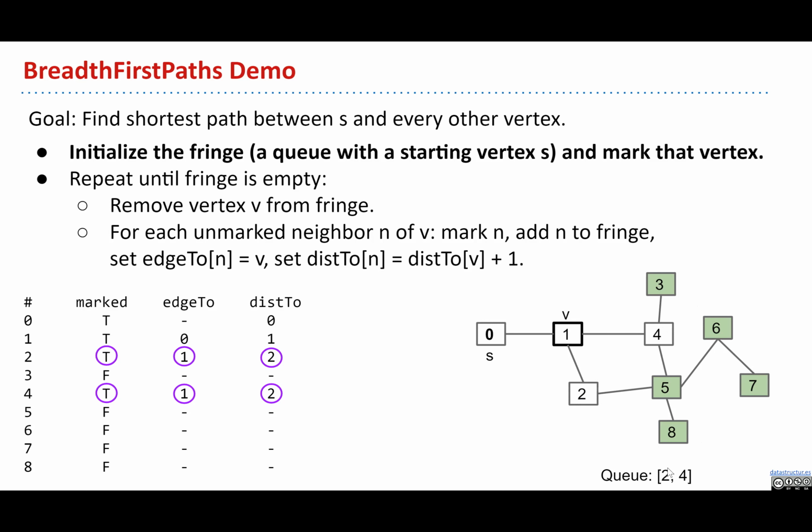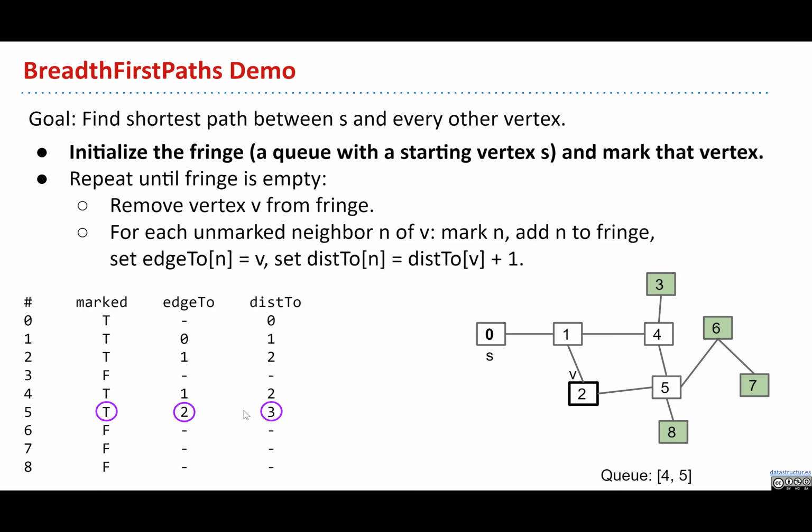I didn't really make it clear, but 2 is the front of the line. Once 2 becomes the active vertex, we take all of 2's neighbors. How many neighbors does it have that are unmarked? 1, and that vertex is 5. So we're going to put 5 at the end, and give it an edge to value of 2 and a distance to of 3.